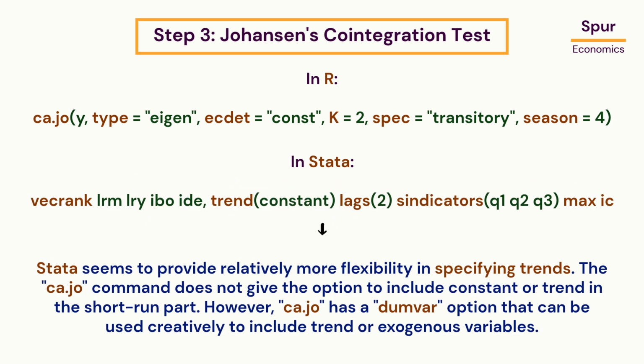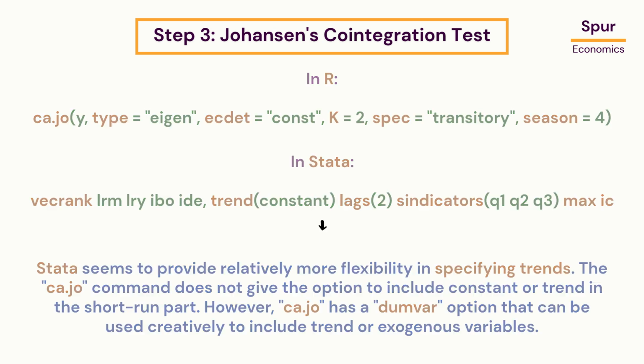Stata seems to provide relatively more flexibility in specifying trends. The ca.jo command does not give the option to include constant or trend in the short-run part. However, ca.jo has a dumvar option that can be used creatively to include trend or exogenous variables.